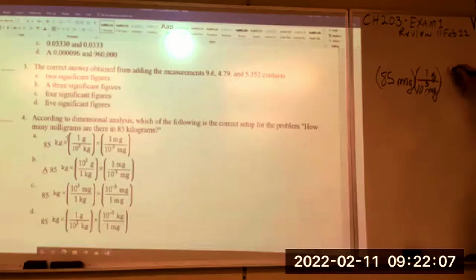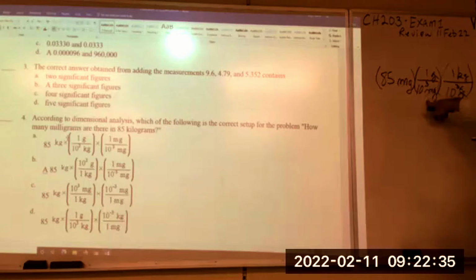And then to get to kilograms, we've got to cancel grams and leave us with kilograms. The units that you're heading for are always in the numerator. So to cancel grams and kilograms, we have 1,000 grams per kilogram. Right? Now, is that one of our answers? Grams per milligram.